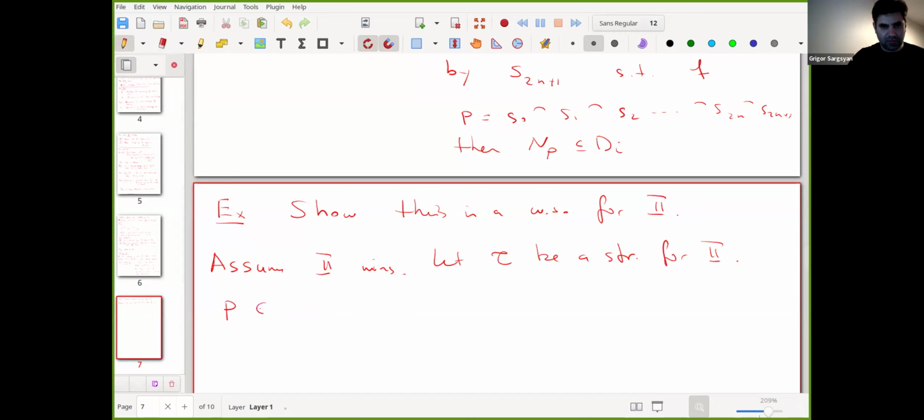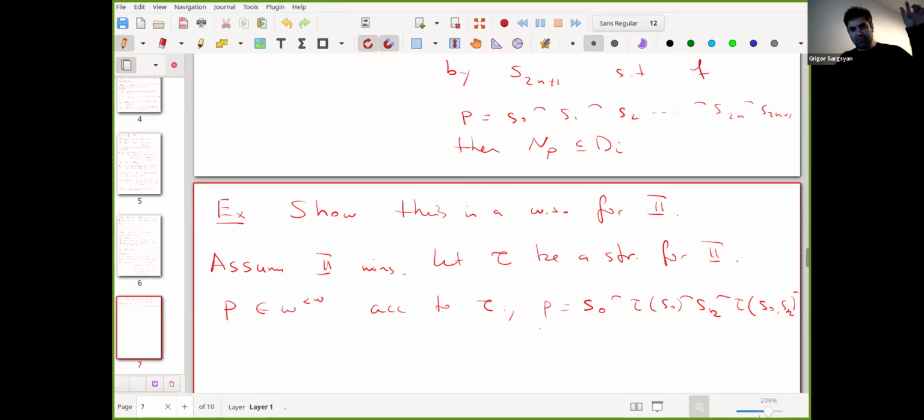P is in omega less than omega according to tau. What that means is that P equals S0, tau S0, followed by S1, tau S0, S1, sorry, S2, and so on. So being according to the strategy means that the odd positions are played according to tau.